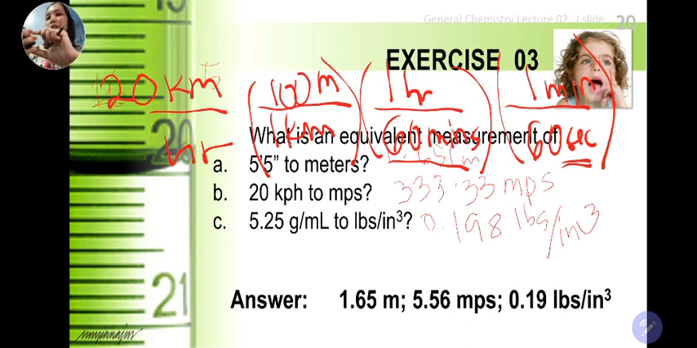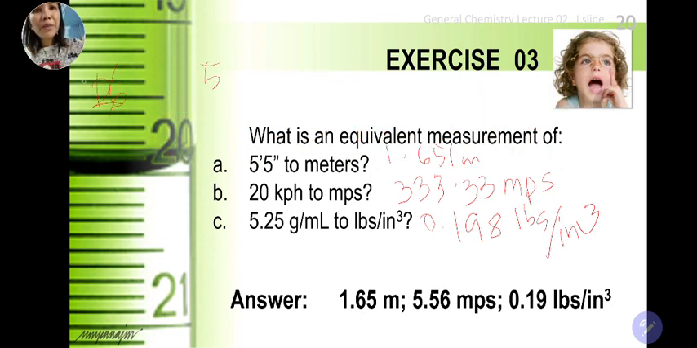20 times 100 divided by 60 and divided by another 60. 0.555. Okay, so may mali pala tayo dito. This should be 1,000 meters.